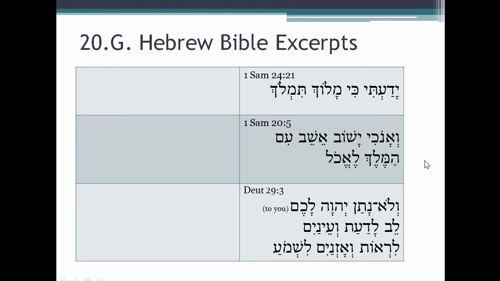20G, Hebrew Bible excerpts. 1 Samuel 24:21, Yadati ki malok timlok. First word, Yadati. Yada, you know, is your lemma. Because of the ending, we have a Qal perfect here. You could go through the steps and ask if yod is a prefix, but if you know your endings, you're going to know right away you have a Qal perfect here, not a Qal imperfect. So, Yadati, I know, ki, that, I know that, malok timlok.